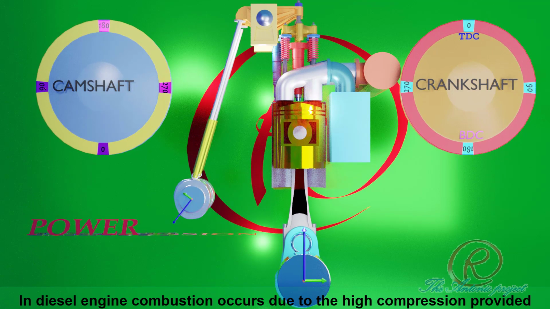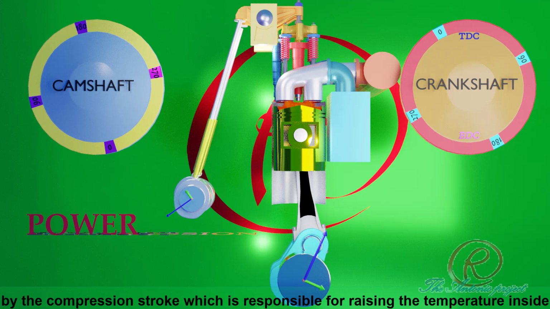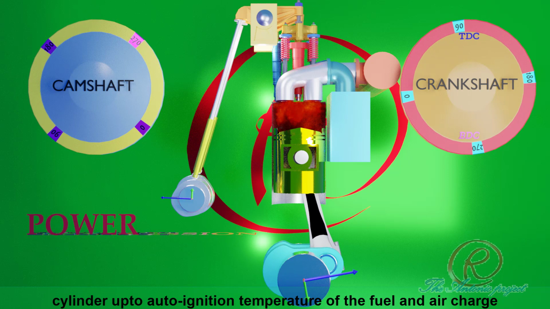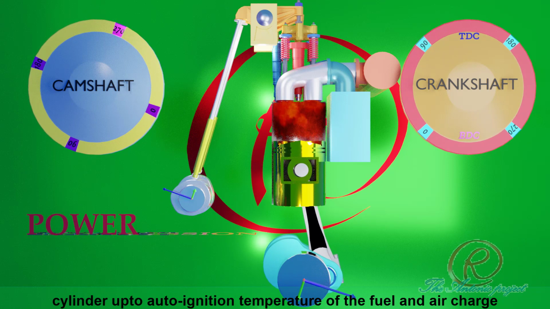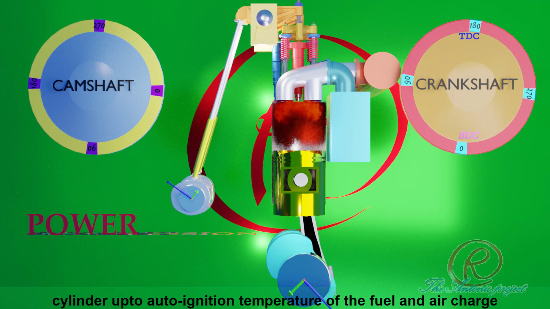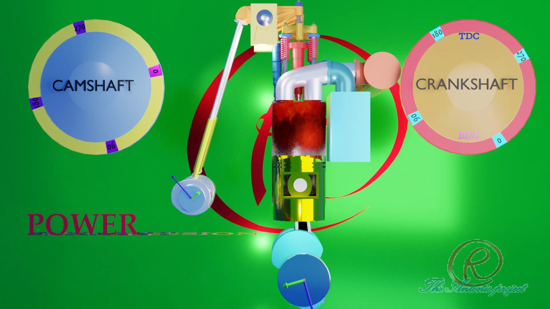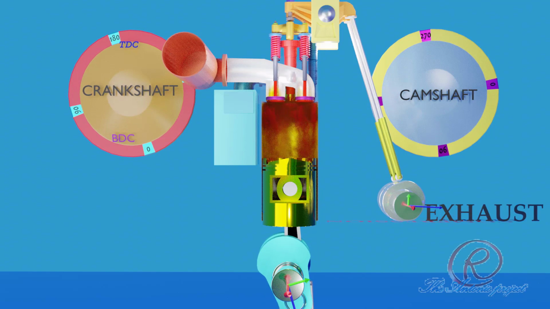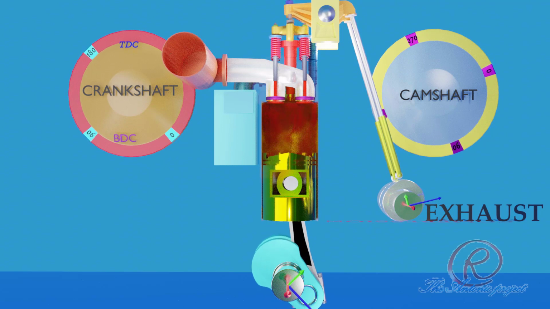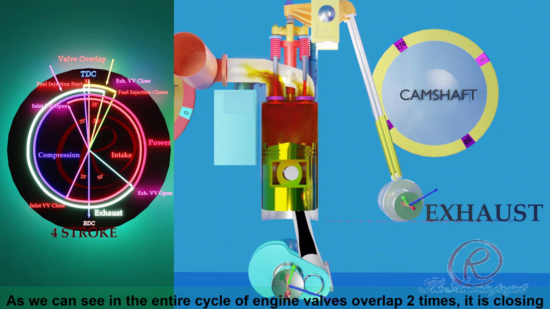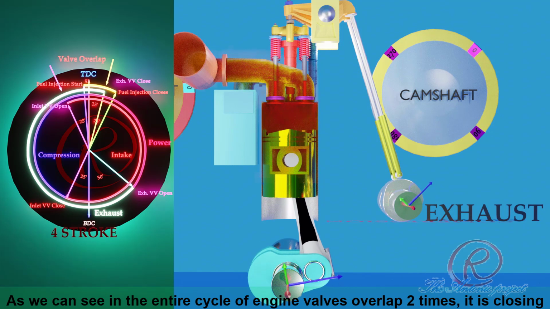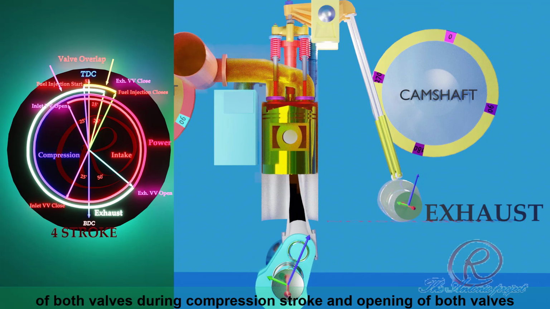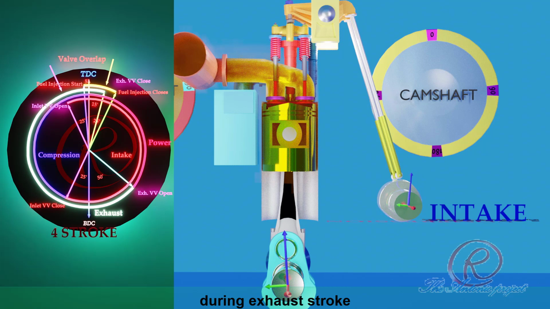In a diesel engine, combustion occurs due to the high compression provided by the compression stroke, which is responsible for raising the temperature inside the cylinder up to the auto-ignition temperature of the fuel and air charge. As we can see in the entire cycle of the engine, valves overlap in time. It is the closing of both valves during the compression stroke and the opening of both valves during the exhaust stroke.